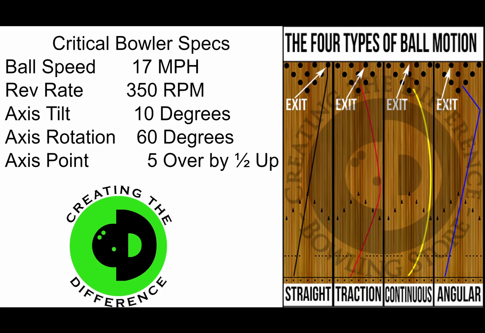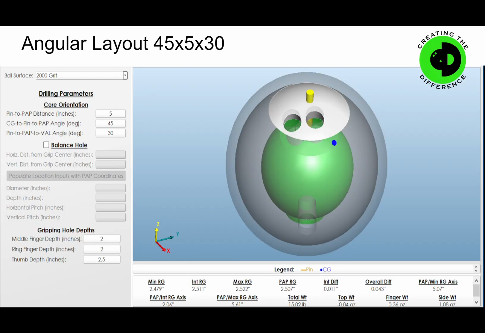Now, these illustrations are exaggerated, but nonetheless, these are the types of ball motions that all bowling balls will fall into, and we spend a fair amount of time educating people on the 4 types of ball motion. If you're interested in more information on that, you can go to my YouTube channel and look up the 4 types of ball motion and see some visual representations of these types of ball motions going down the lane. But for our purposes here, we're going to stick just to layouts.